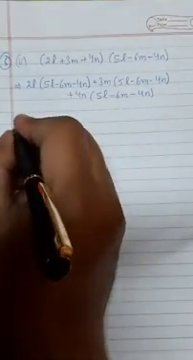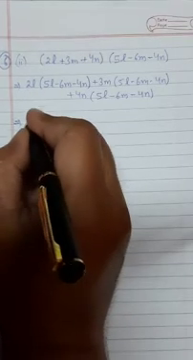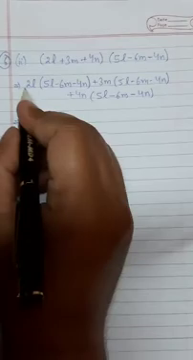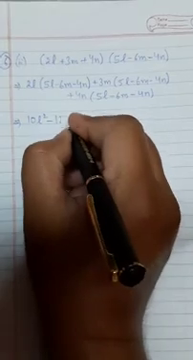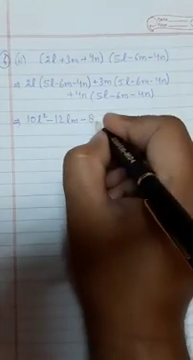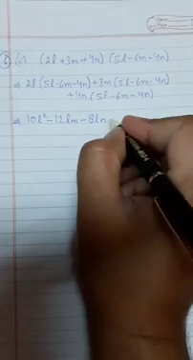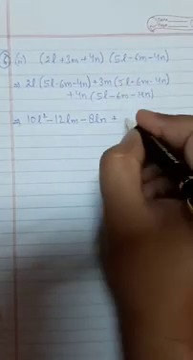Solving it further. Sign multiplication gives you plus. 2 into 5 is 10. L into L is L square. Plus into minus is minus. 2 into 6 is 12. L into M is Lm. Plus into minus is minus. 2 into 4 is 8. L into N is Ln. Plus into plus is plus. 3 into 5 is 15.